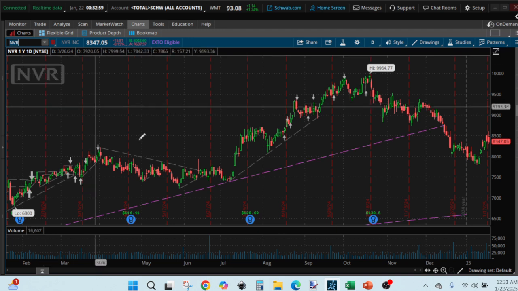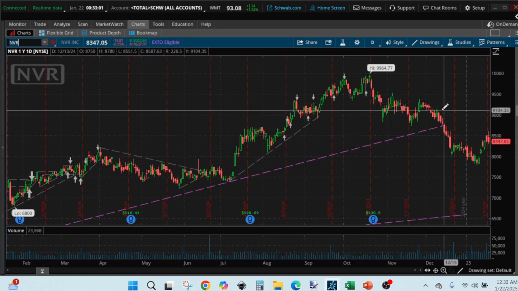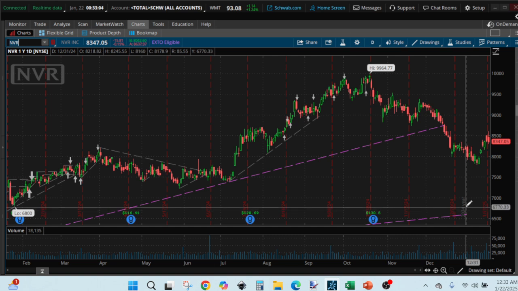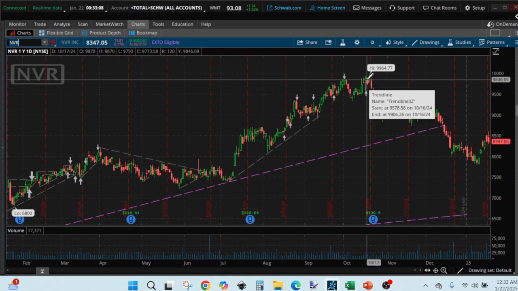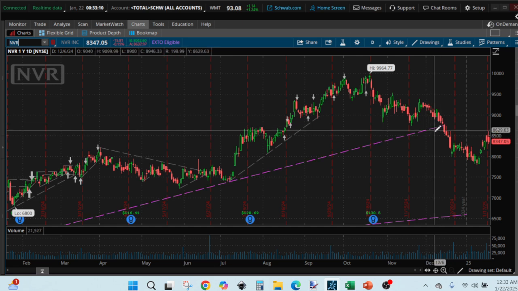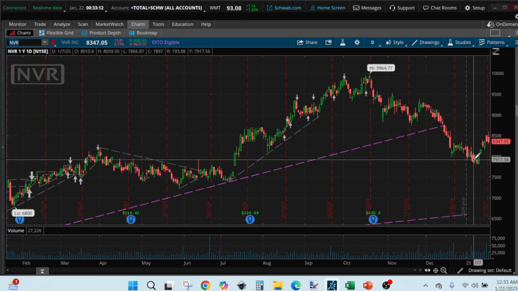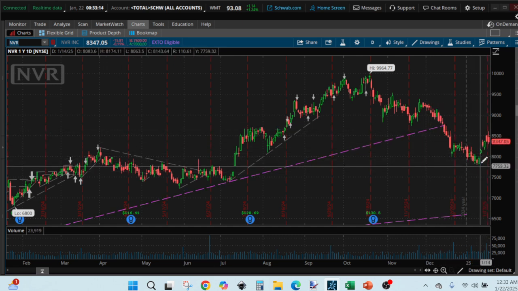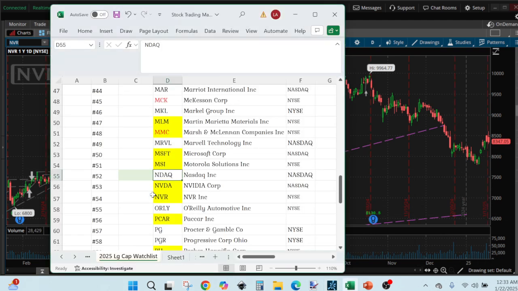And NVR, we purchased it there, and the price pulled back, reached our long trend line, went below it and started creating an uptrend there. But yeah, we have some in the portfolio.